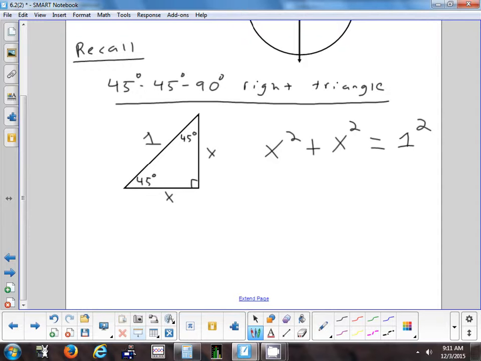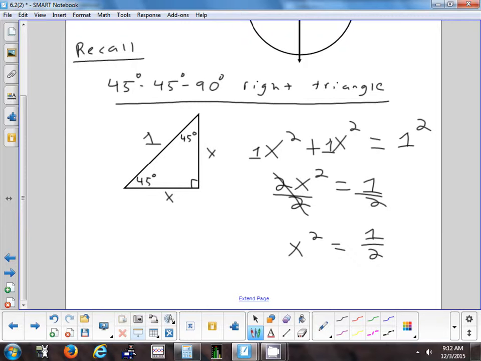Okay, x squared plus x squared. How many x squareds is that? Well, I have 1 here, 1 here, which is 2. So we get 2x squared. 1 squared is just 1. What can I do next to get x squared by itself? Divide by 2. So I get x squared equals a half.